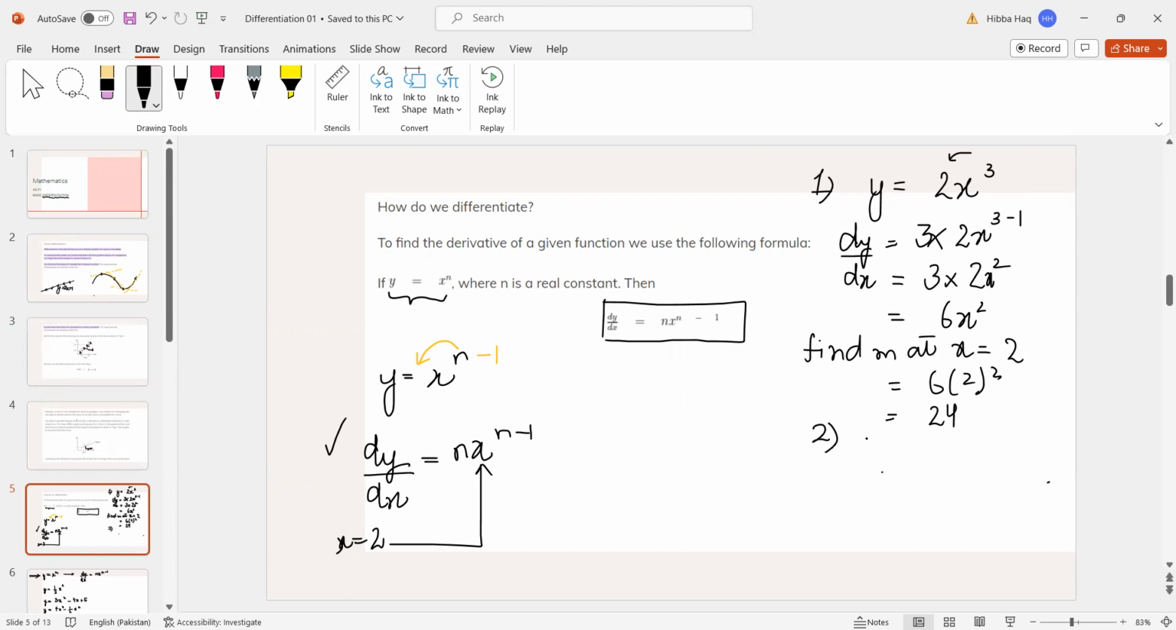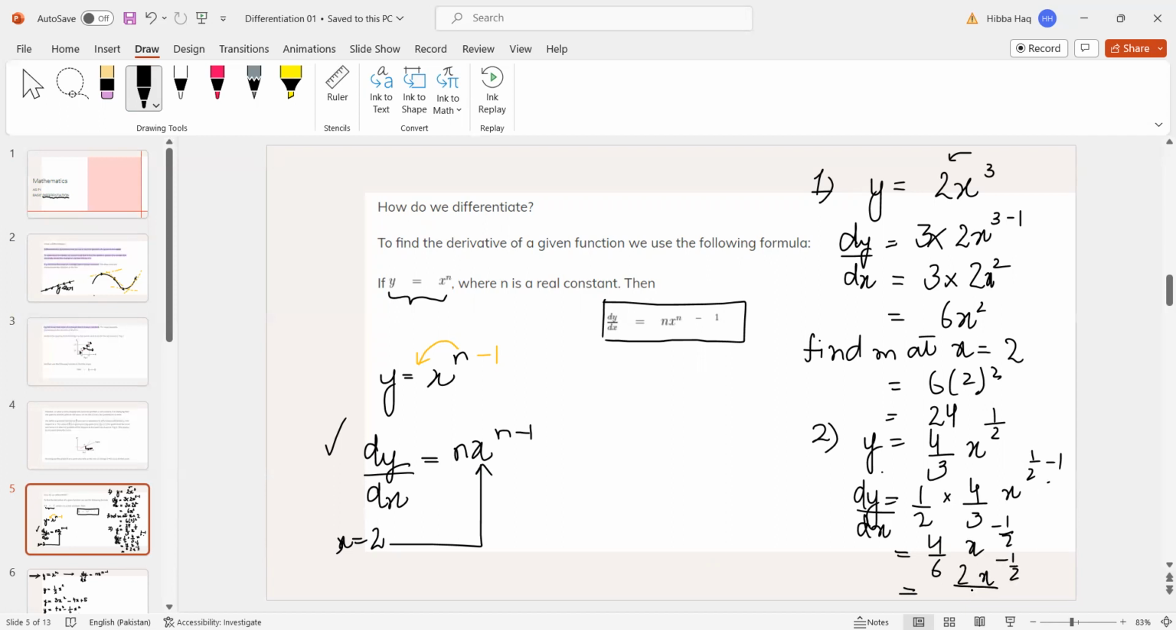Likewise, let's look at another example where you might have a fraction. So y equals 4 upon 3 x to the power 1 upon 2. What happens in this case is, again, you multiply the power beforehand. So dy upon dx is going to be 1 upon 2 multiplied by 4 upon 3 x to the power 1 upon 2 minus 1. You subtract 1 from the power. So this is going to give you 4 upon 6 x to the power minus 1 upon 2, which is going to give you 2x to the power minus 1 upon 2 divided by 3.